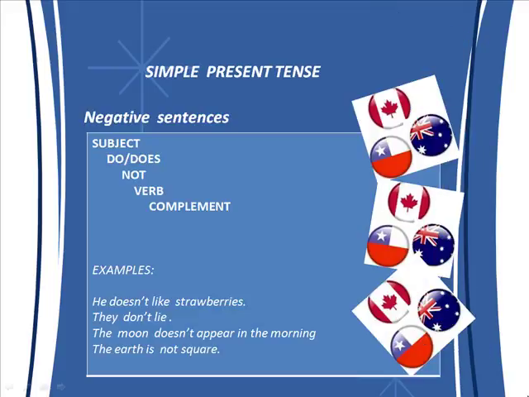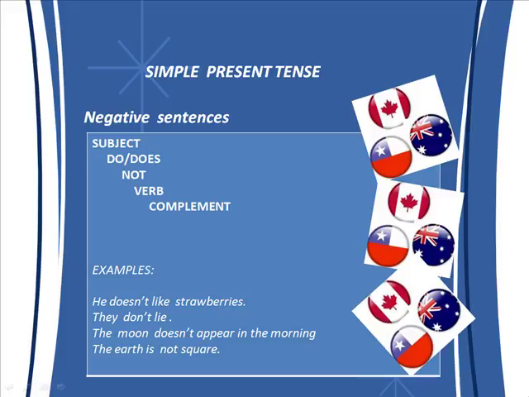Negative sentences. In negative sentences, we have the following structure. First, the subject. Then we have to write do or does, it depends if you're using a plural or a singular subject. Then we have to write not, the verb, and finally the complement. Here we have some examples.